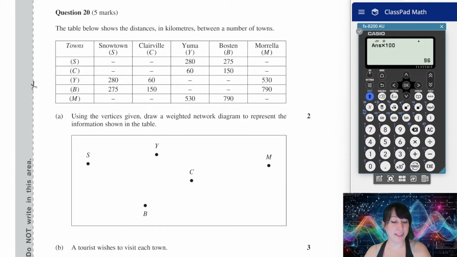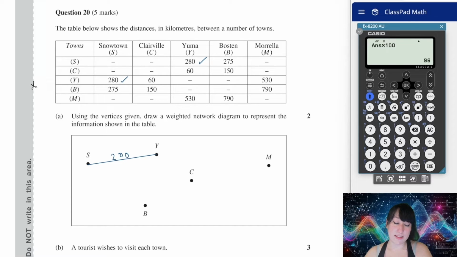All right, question 20. The table below shows the distances in kilometers between a number of towns. Using the vertices given, draw a weighted network diagram to represent the information shown in the table. So we're going to translate the information in the table into a weighted network diagram. Let's just start on the left. So we can see that Snowtown connects to Town Y, which we can see from the top is Yuma, and they are 280 kilometers apart. So we'll draw a line to connect them. And don't forget to put the weights, 280.